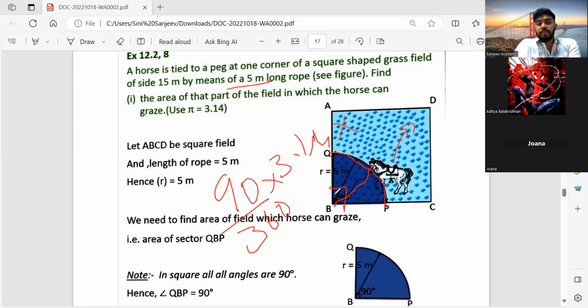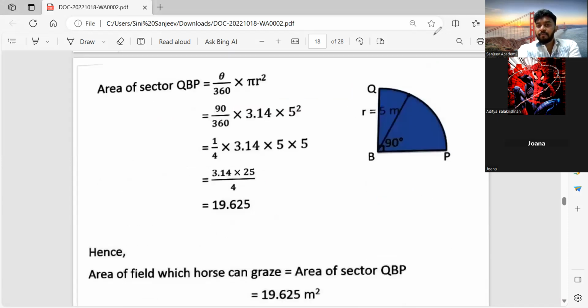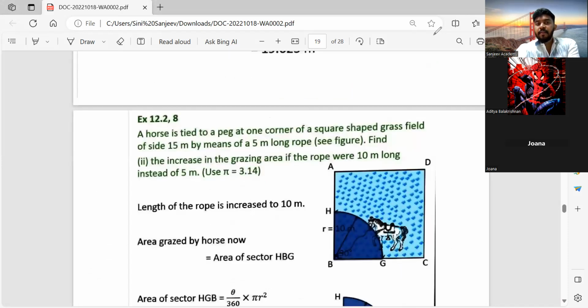5 meter long rope. So this is 5 meter into 5 square. That's all. Into 5 square. You will get the answer. Second question is there. What is the second question? Increase in the grazing area if the rope is 10 meters.